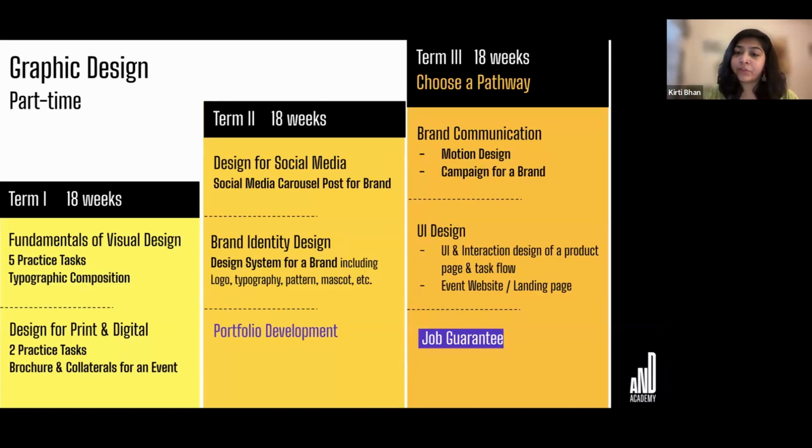Talking about term 3, where you have to choose a pathway, there are 2 options available. If you choose brand communication, there are another 2 modules: motion design, and campaign for a brand. The second option is UI design, in which you will learn about UI and interaction design of a product, page, and task flow, and also creating your own event website or landing page. This comes, like I shared, with a job guarantee with the disclaimer I have already talked about.